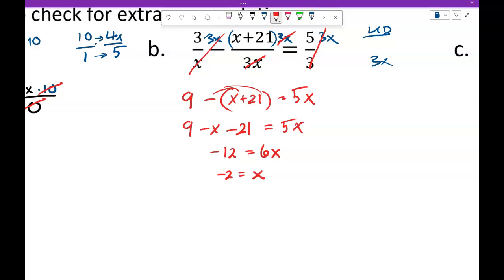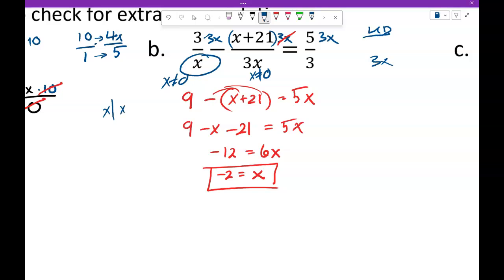X equals -2. Now we'd want to check our domain to make sure that it's valid. Well, if x was 0, it would cause that denominator to be 0. Same thing here. X is not allowed to be 0, and there's nothing that would cause this to be 0. So our domain is all values of x such that x does not equal 0. And since x doesn't equal 0, it equals -2, we know it's a valid solution.